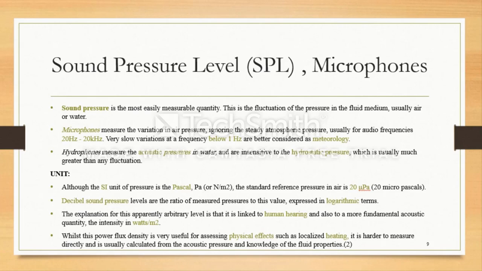The unit is the most important. The pressure unit in SI is the pascal, which equals newton per square meter. The standard reference pressure in air is 20 micropascal. Decibel sound pressure level is the ratio of the measured pressure to this value, expressed in logarithmic terms. We use logarithmic terms to express this decibel.